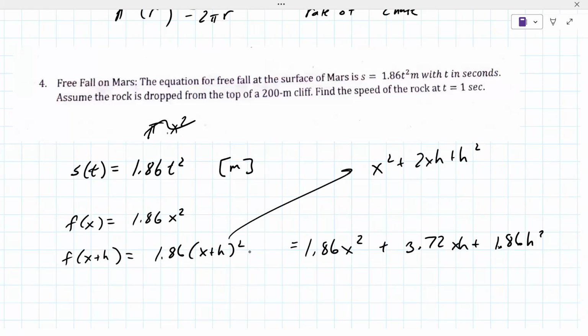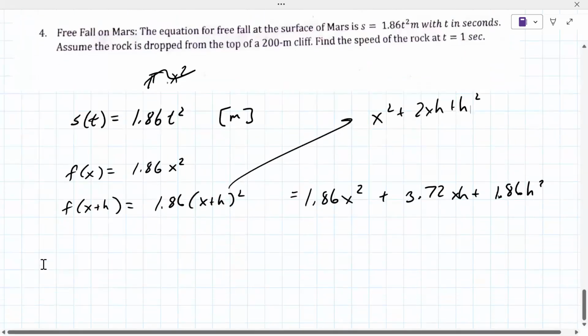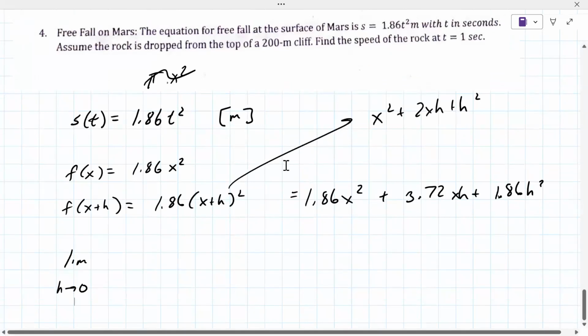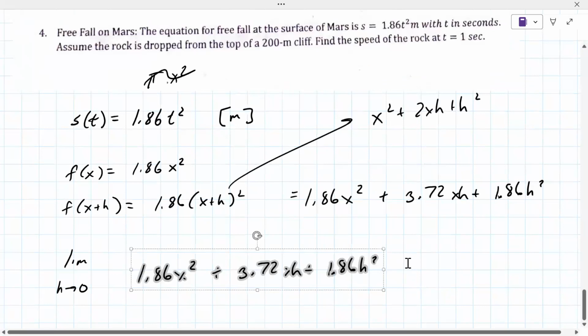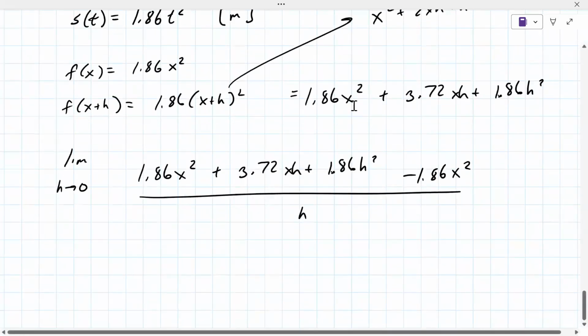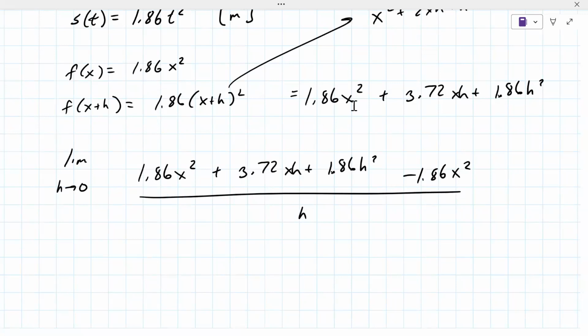Okay. The next thing here would be writing the difference quotient. So limit as h goes to 0. All of this stuff that you just did, f of x plus h minus 1.86 x squared all over h. Do you want to simplify that? Give me your final answer here for all this, please. So after the limit h to 0. Yeah, do everything.